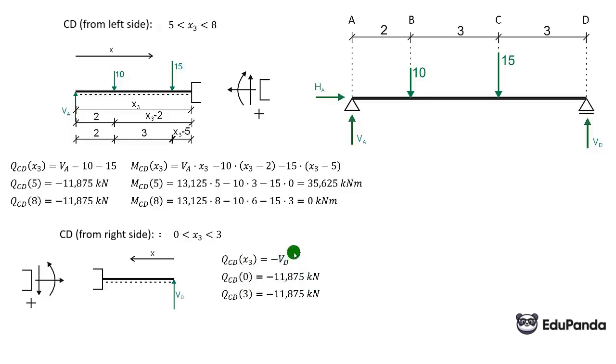And now we write the moment equation. So this force VD with respect to this moment pole, which is with respect to the cut, rotates left-handed, and looking from the right side, left-handed means positive moments. So here it is plus VD times x3, which is the arm of action.